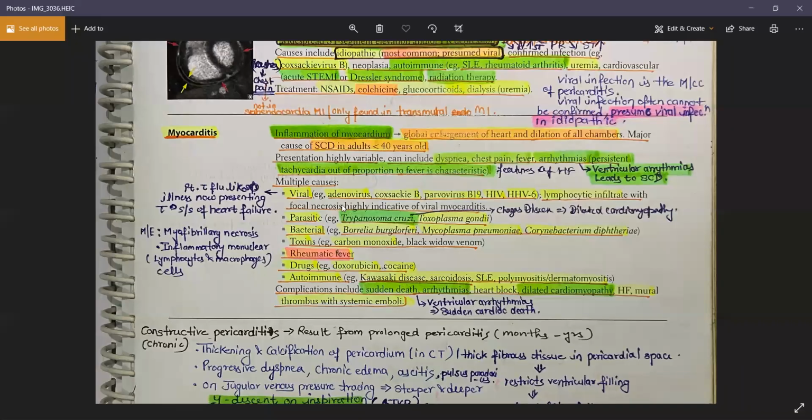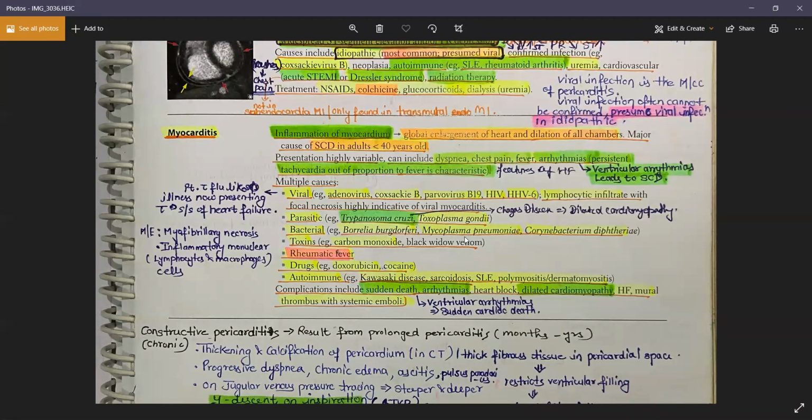Parasitic causes like Trypanosoma cruzi, we have discussed, can cause the apical dilation of the heart, right? Toxoplasma gondii can cause it. Bacterial causes include Borrelia, Mycoplasma, Corynebacterium diphtheriae. Remember that the toxin of this bacteria, if it becomes systemic, can go to the brain and cause paralysis. If it goes to the heart, it can cause myocarditis, if you remember from the previous lectures.